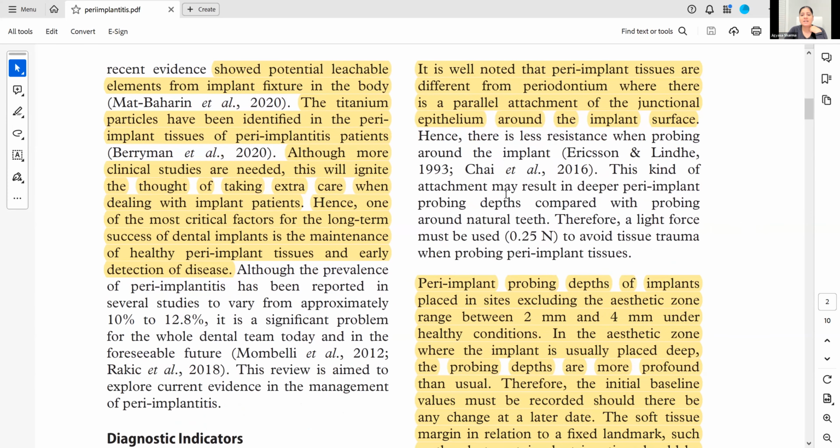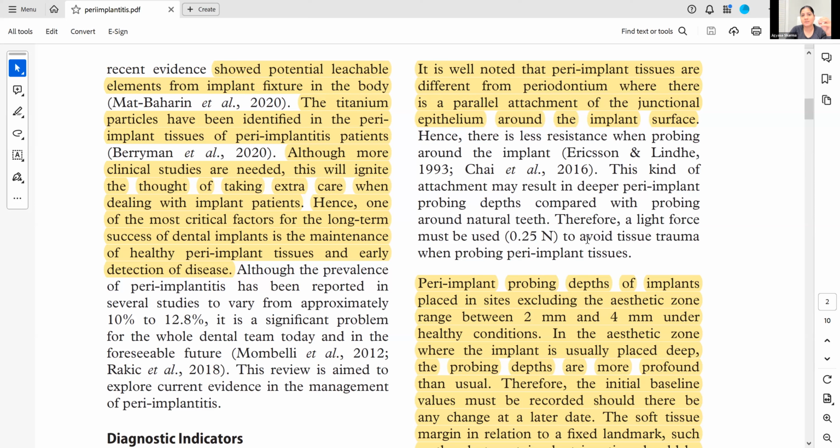So this kind of attachment may result in deeper peri-implant probing depths compared with probing around natural teeth. Because of the organic attachment, the natural sulcus around the natural tooth has some resistance to the probing depth, whereas it lacks in the implant. That's why it's believed that when you probe, even in a healthy peri-implant tissue, you can go deeper and you can have maybe over-exaggerated probing depth.